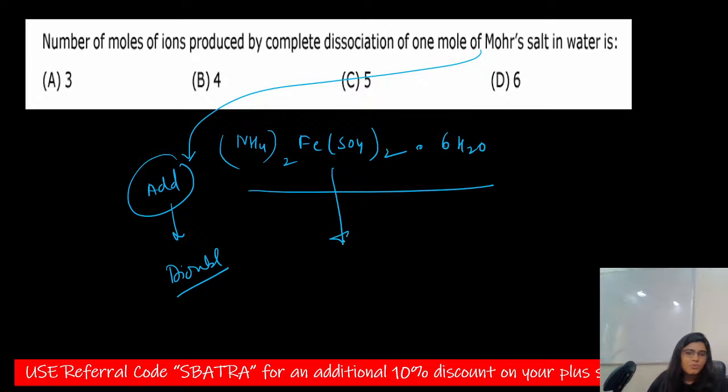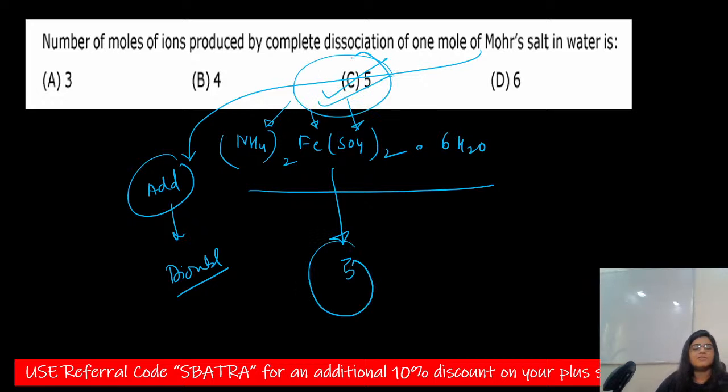Now if I dissolve this compound in water, I'll get 2 ammonium ions, 1 Fe2+ ion, and 2 sulfate ions. So 2 plus 1 is 3, plus 2 is 5. I'll get 5 ions in water. So the correct answer is option number C. This is your double salt, not a coordination compound. You have to learn the formulas of double salts, like potash alum and carnallite. Just make sure you learn the formulas of some basic double salts.